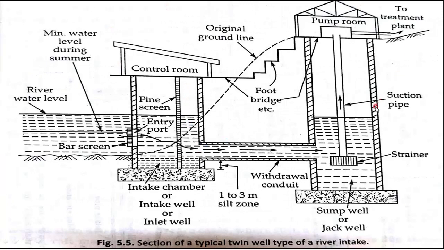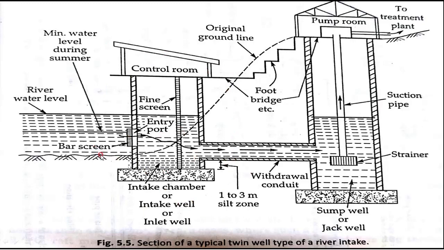Now coming to the twin well or double well, a section of a typical twin well type of river intake. This is also a river intake. Then you will have the maximum water level, minimum water level, normal water level, everything will be the same. But here we will see two types of wells.